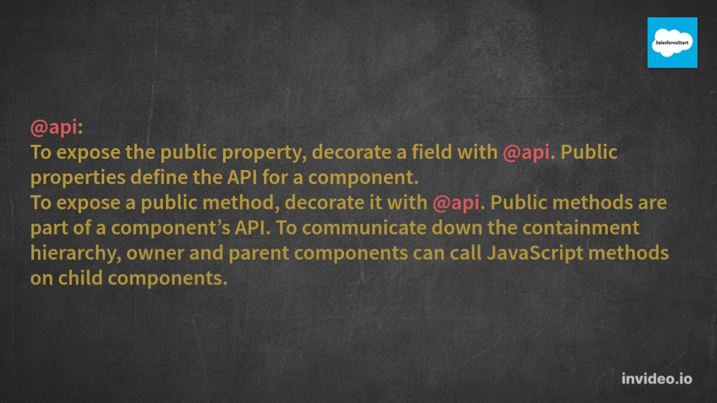@api. To expose a public property, decorate a field with @api. Public properties define the API for a component. To expose a public method, decorate it with @api. Public methods are part of a component's API. To communicate down the containment hierarchy, owner and parent components can call JavaScript methods on child components.